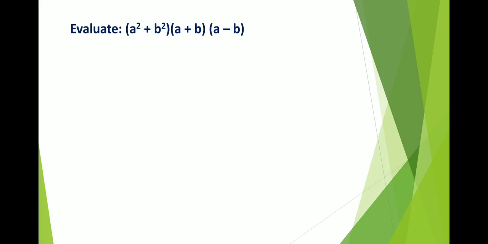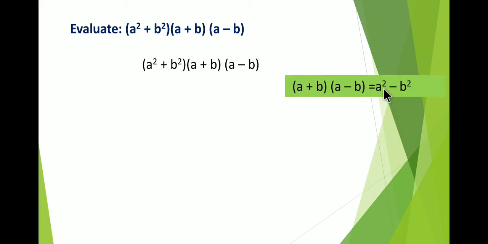Now in continuation, we get the same type of expression, but here (a squared plus b squared) into (a plus b) into (a minus b) is given. We have already learned that a plus b into a minus b is equal to a squared minus b squared, so we have already got this as the answer from the previous question. So we can replace a plus b and a minus b with a squared minus b squared. Now we have got a squared plus b squared into a squared minus b squared.